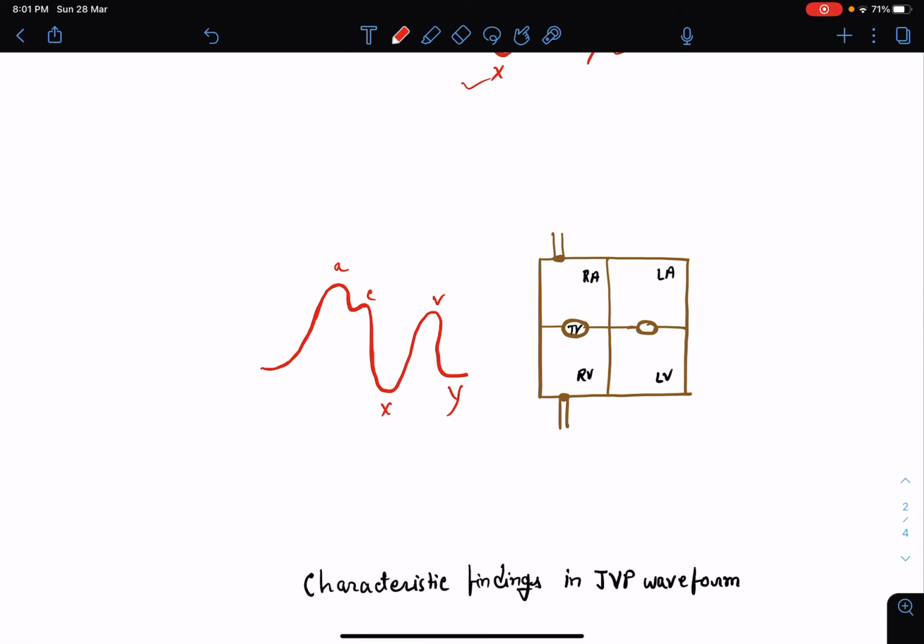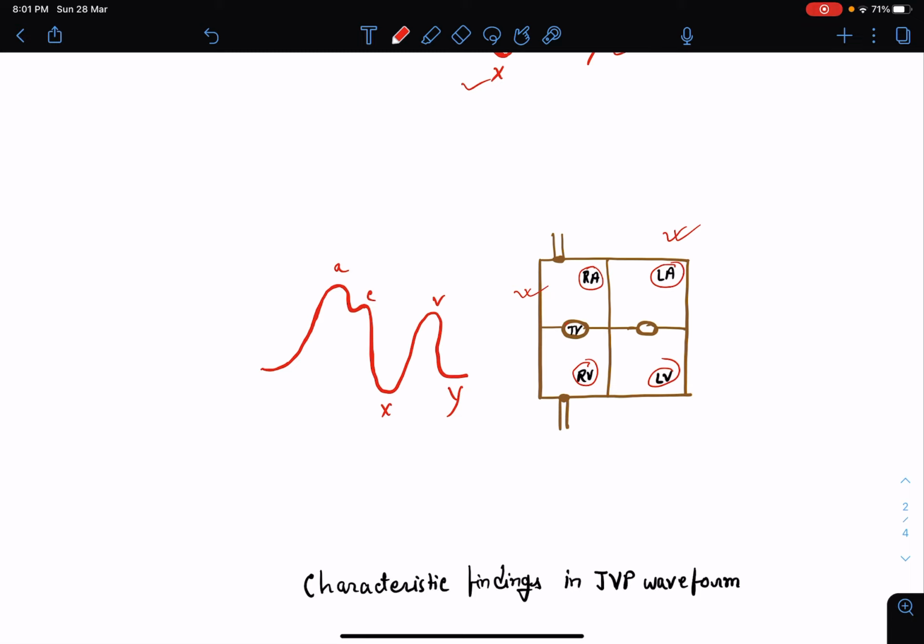This is just a diagrammatic representation of the heart. Suppose this is the right atria, this is the right ventricle, with the tricuspid valve in between the right atria and ventricle, and then the left atria and left ventricle. Now we are concerned with the right side of the heart, that is right atria and right ventricle.